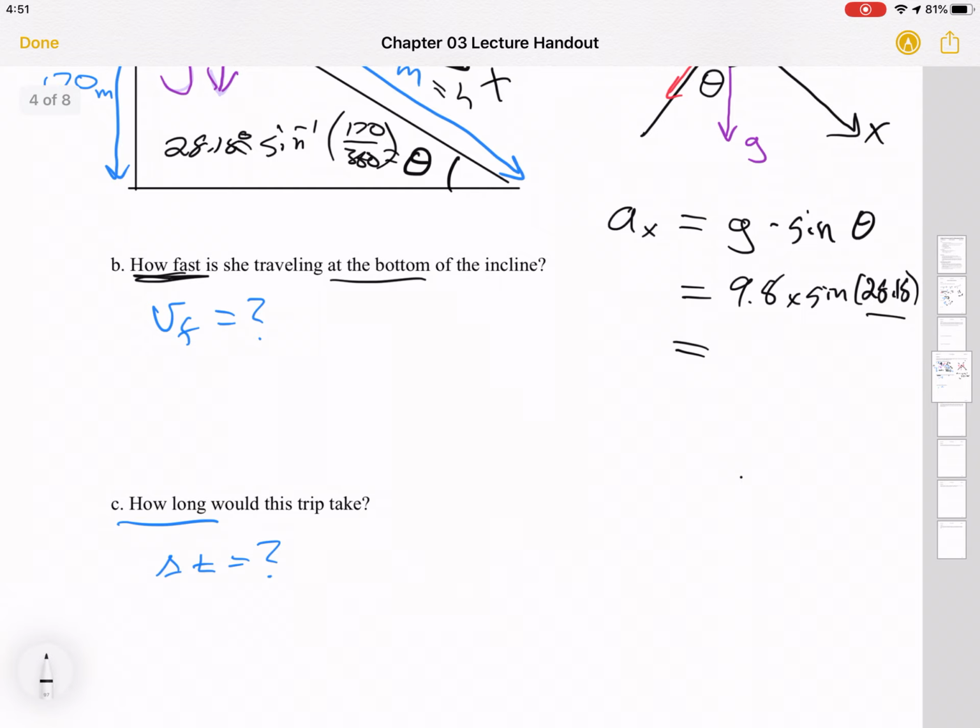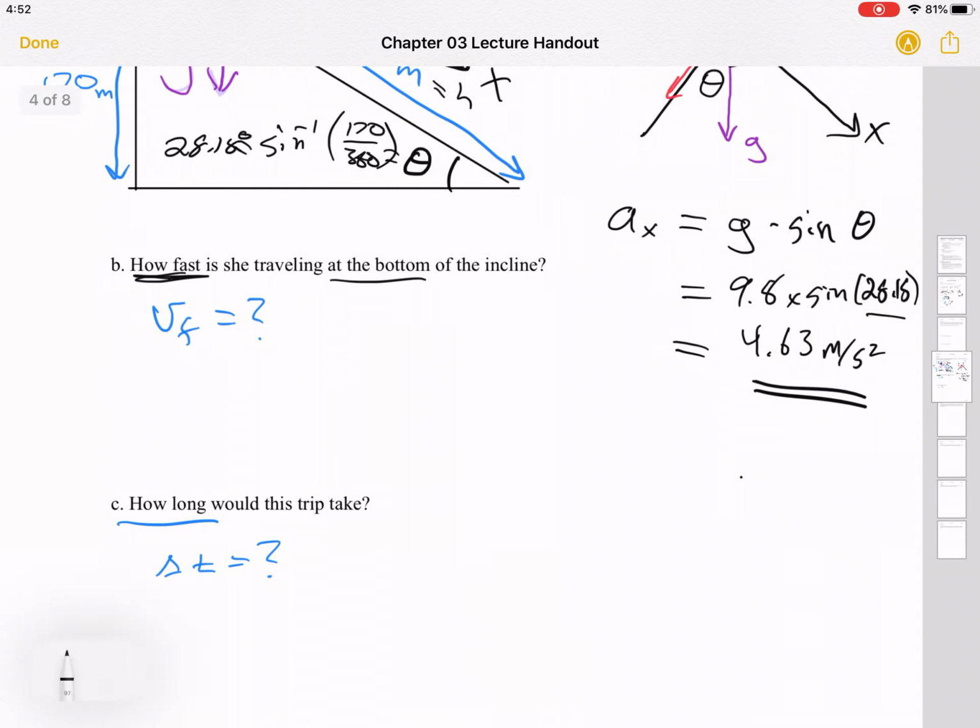Okay, so a sub x, what I get for that is 4.63 meters per second squared. Okay, that's great. That's less than g. That's kind of what I expected. All right. So now it's a kinematics question, right? So we can do that.